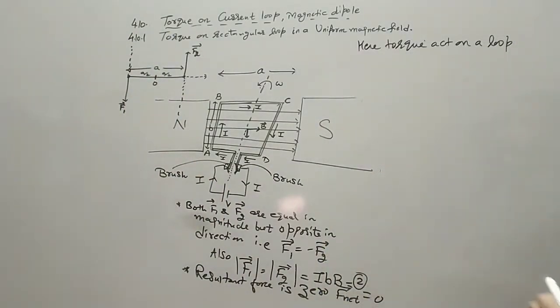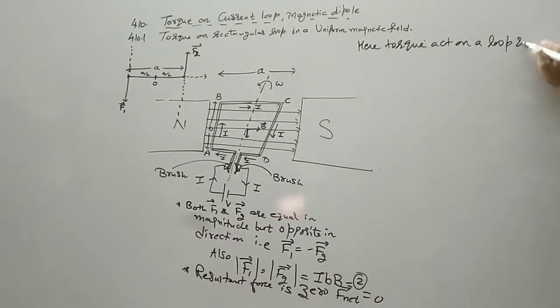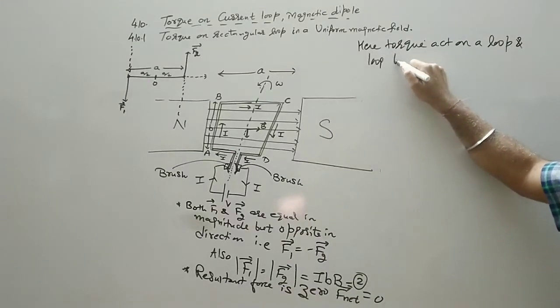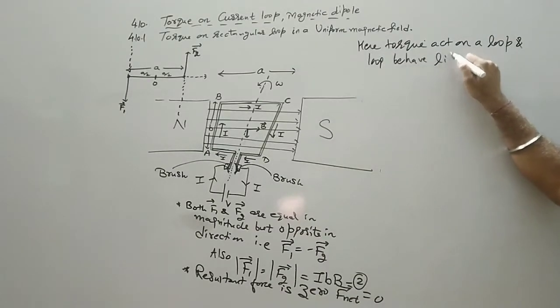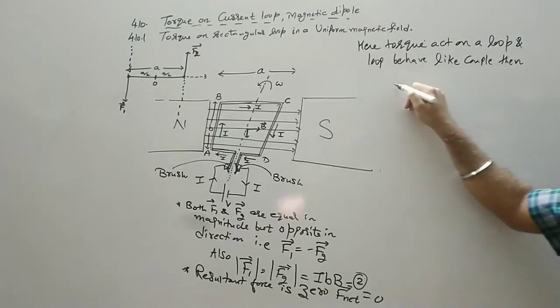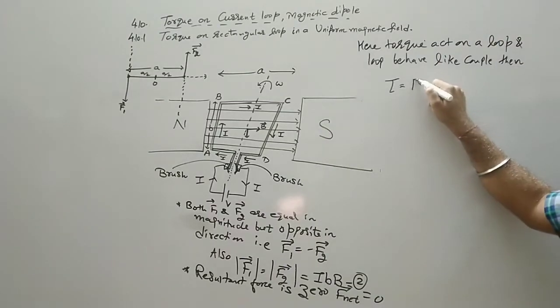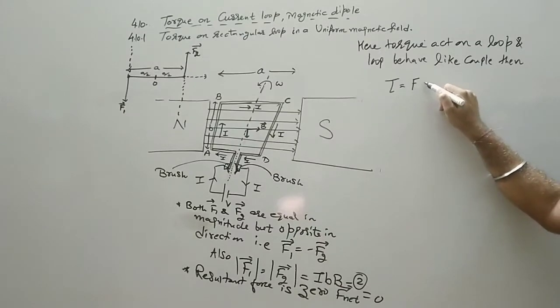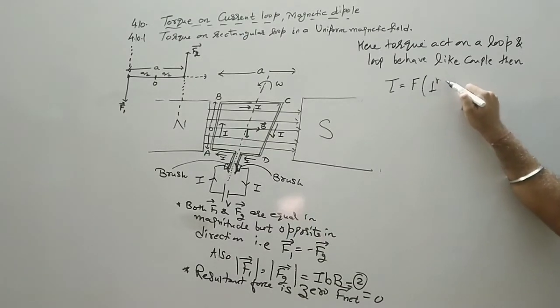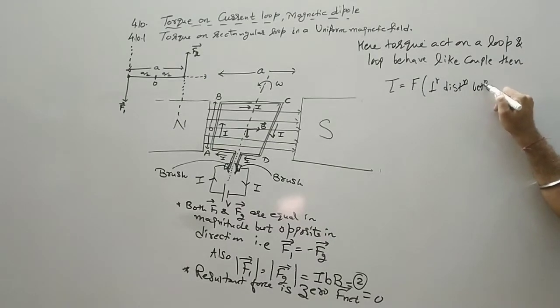So directly, if I say that torque acts on a loop and the loop behaves like a couple, then the torque was defined as the magnitude of either force. So I write either F1 or F2 into the perpendicular distance between the two lines of action of force, between the two forces.